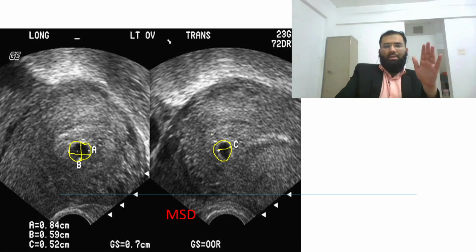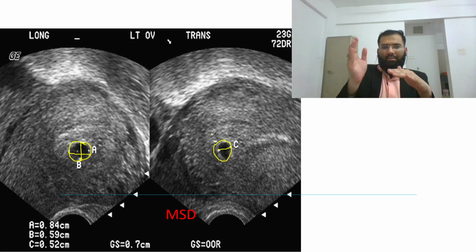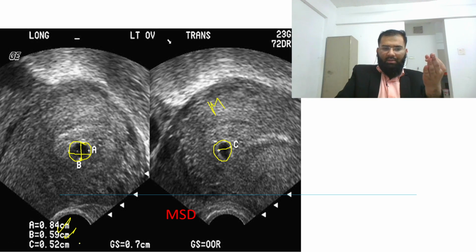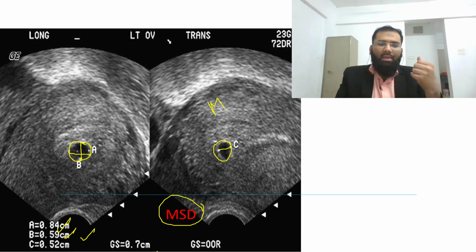So you have to measure AP, trans, craniocaudal, CC. So anterior-posterior, transverse, and craniocaudal. All three diameters you have to take, and you have to take a mean of this. So you have to add all of this and divide it by 3. So A plus B plus C divided by 3. That will give you the MSD, which is called mean sac diameter. And based on this, you determine the gestational age based on mean sac diameter.